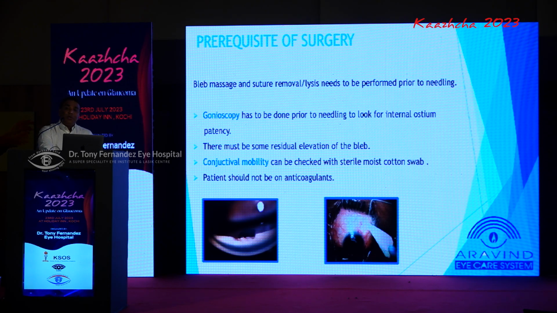So what should we do before bleb revision? Certain points we have to keep in mind. Always do gonioscopy to rule out blockage of the ostium, and look for conjunctival mobility before doing the bleb needling. You can take a simple cotton tip and just touch above the bleb. There should be some amount of conjunctival mobility. If it is not there, your chances of bleb needling survival are very, very less.